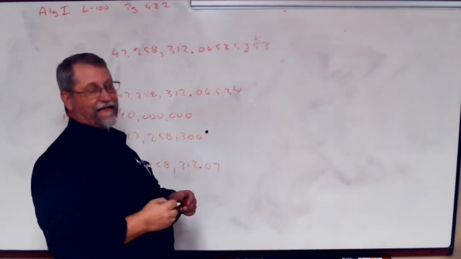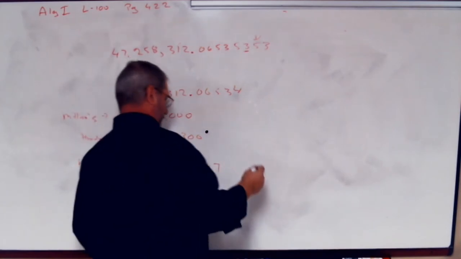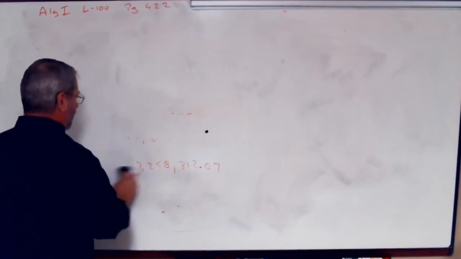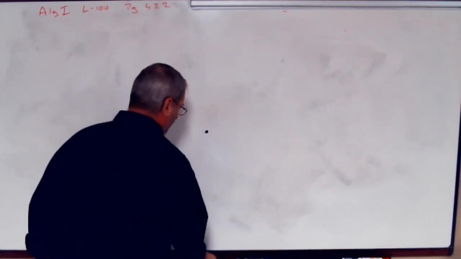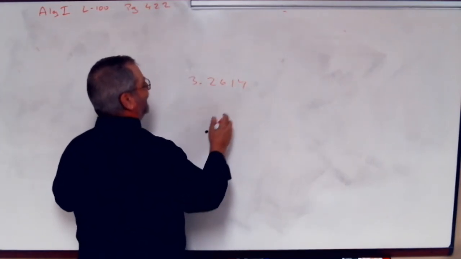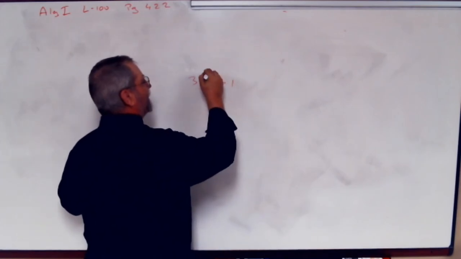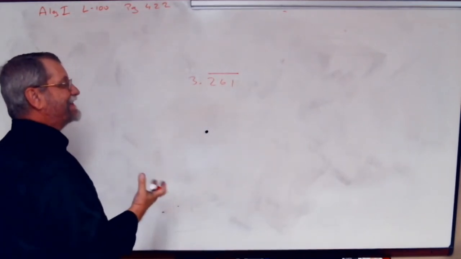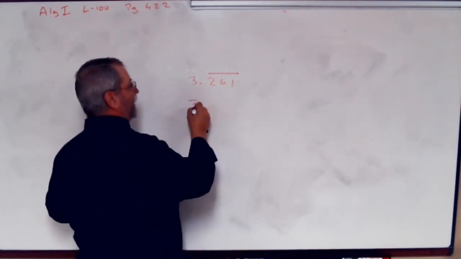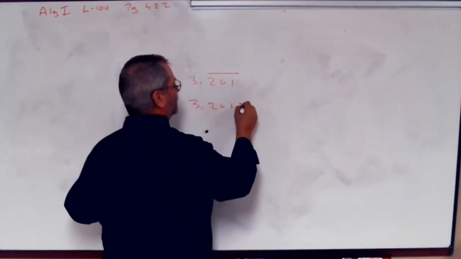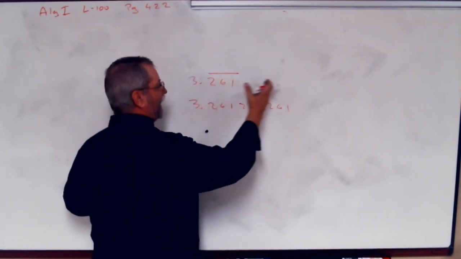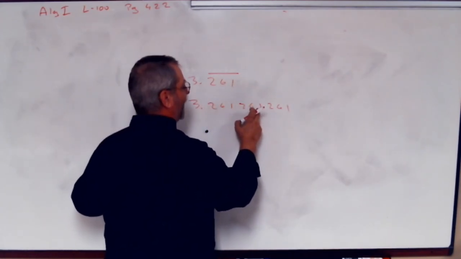So when you have a repeating decimal, get this out of your way so you can see. Let's say we have 3.2614, okay? Let's do this, right there. And I want to round that off, again, to 6 decimal places. I have to repeat it a little bit. 261, 261, 261. Because the whole thing repeats, I got to take it out. 1, 2, 3, 4, 5, 6.